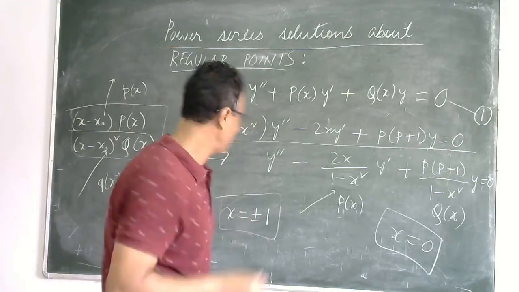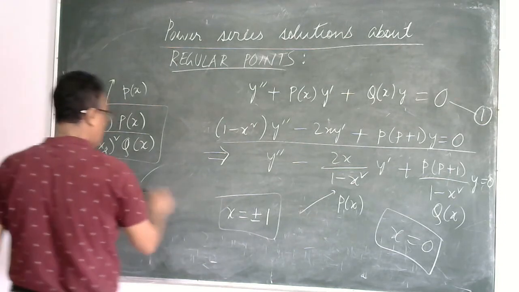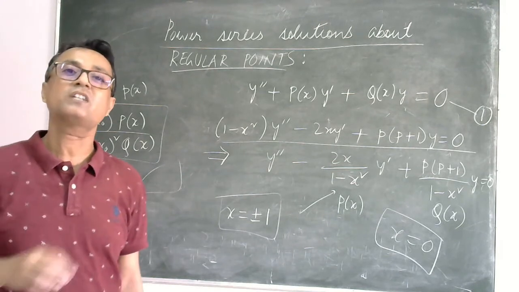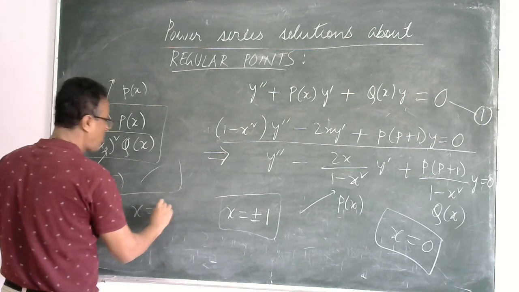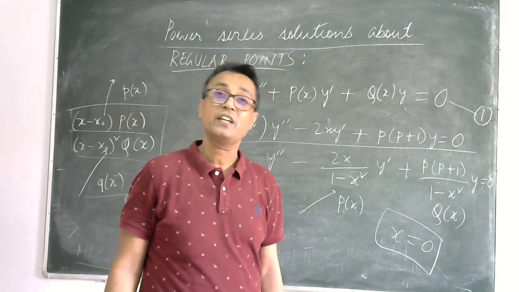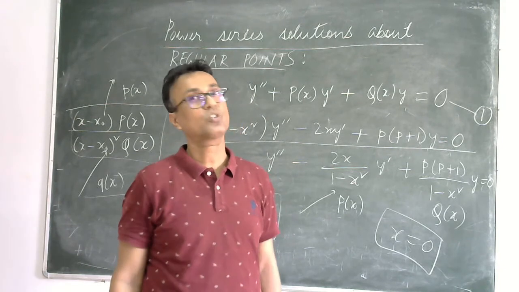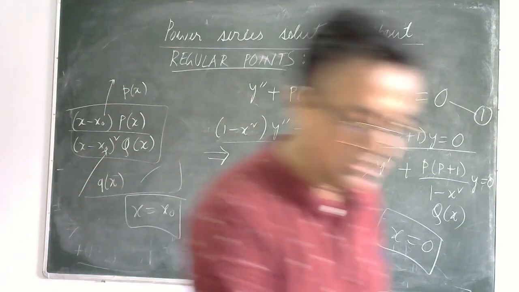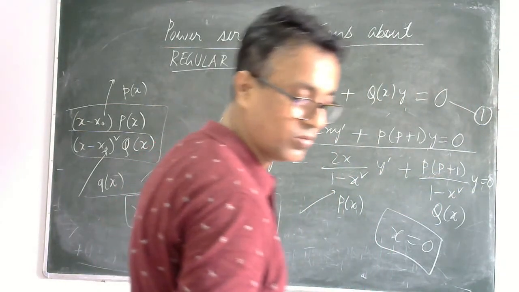But the thing is that in many practical applications, particularly in physics and engineering, you need the behavior of the solution in the neighborhood of the singular point, or singularity. So I must try to find a solution about the singular point. So now the question is, is it possible? For example, let me give you 2 by x.